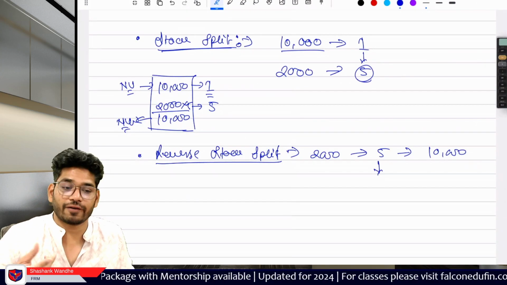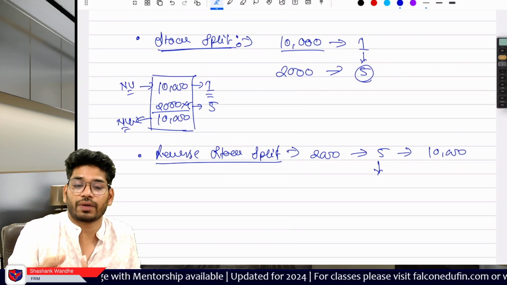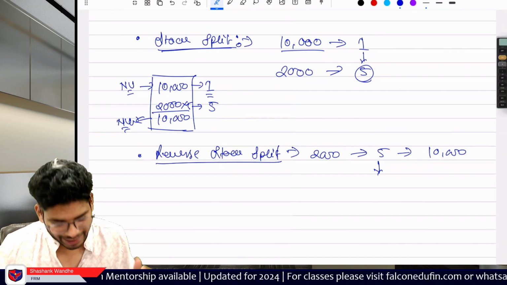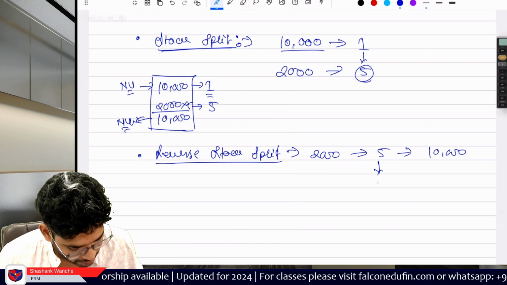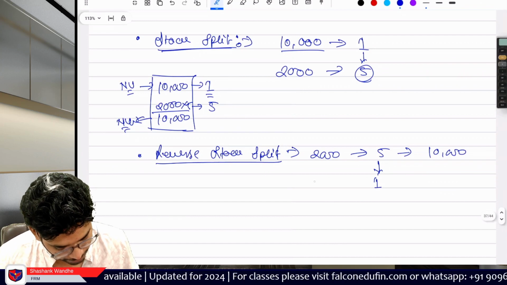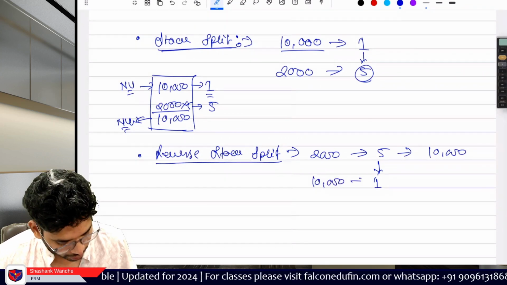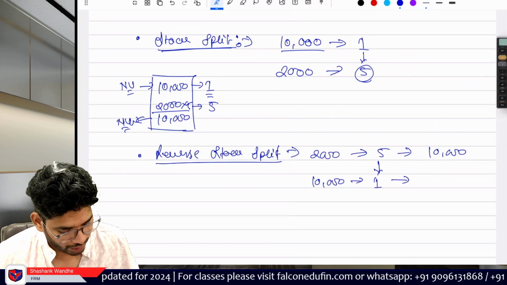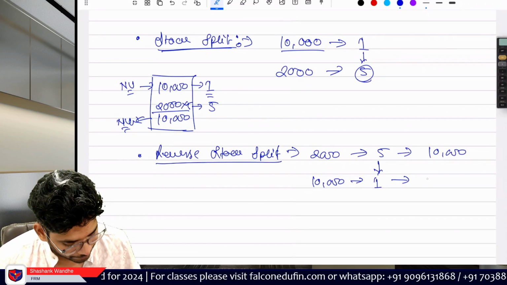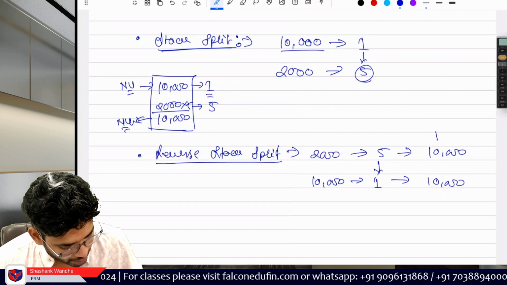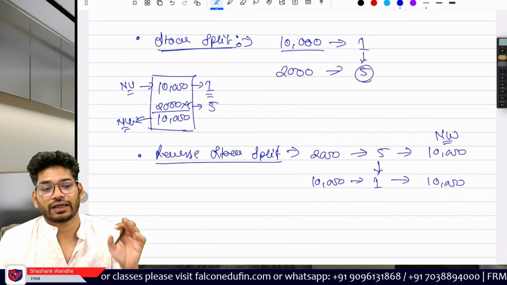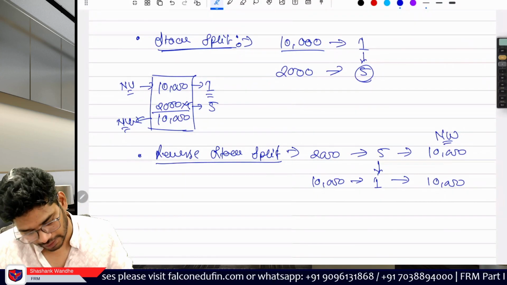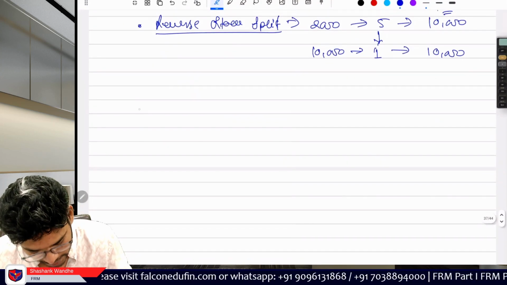Now the company does the reverse stock split, where the company is converting 5 shares into 1 share. It is kind of merging multiple shares into 1. So 5 into 1. So now you will have a share worth 10,000. Okay, automatically its value will increase and net worth is the same. So the investor's net worth is not affected even in this case. Then we have a repurchase.